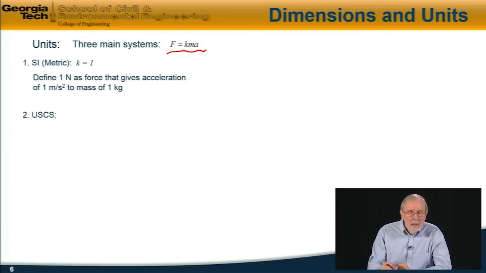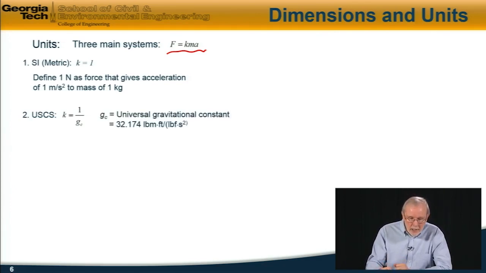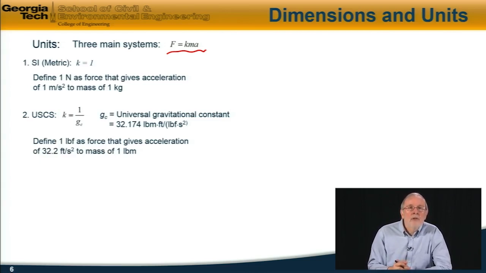The second one, the so-called US customary system, puts k equal to 1 over gc, where gc is the universal gravitational constant, which has a value of 32.174 units of pound mass foot per pound force second squared. So in this case, we define 1 pound force as the force which gives an acceleration of 32.2 feet per second squared to a mass of 1 pound mass. So the unit of force here is the pound force, and the unit of mass is pound mass, with subscripts F and M attached there to differentiate between the two.